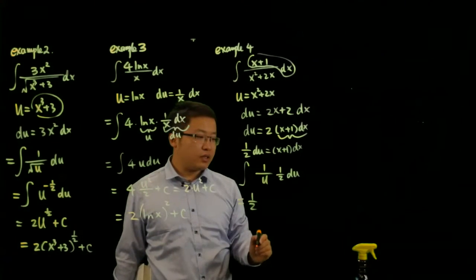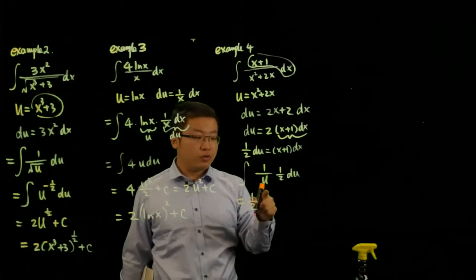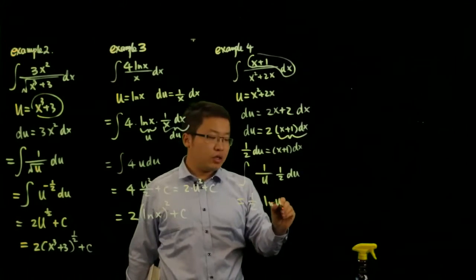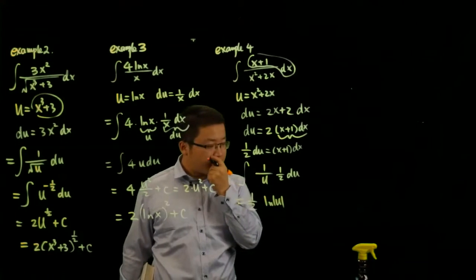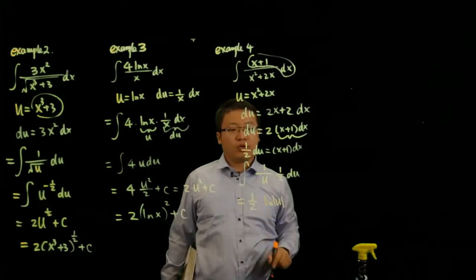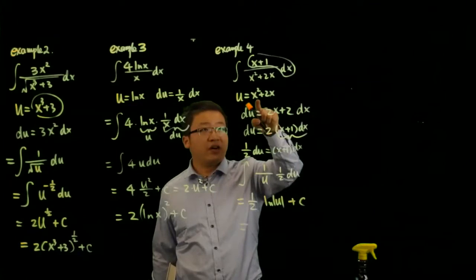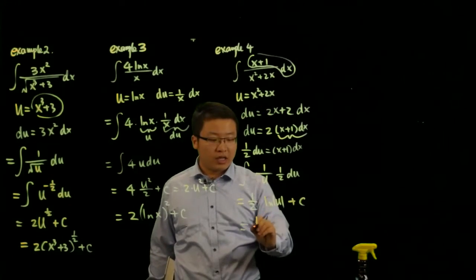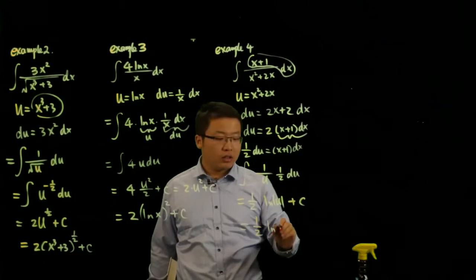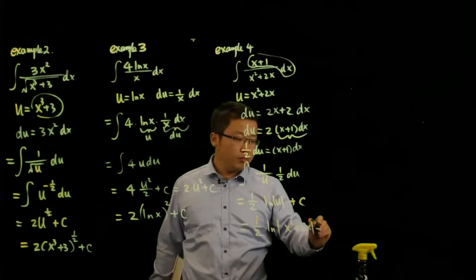Leave this 1/2 outside. What is the integral of 1 over u? That is natural log of the absolute value of u. I'm going to put an absolute value just for courtesy, making sure the input is going to be positive. Then plus a c. Because I defined my u as the polynomial like that, that is 1/2 natural log, absolute value, x squared plus 2x, plus c.